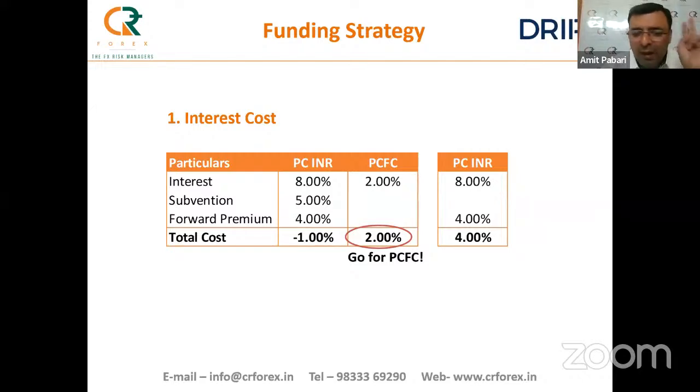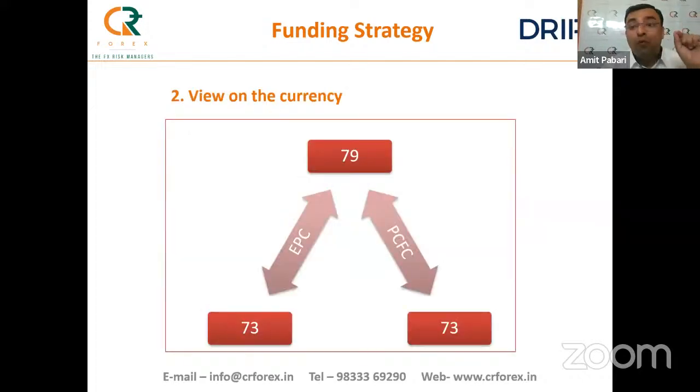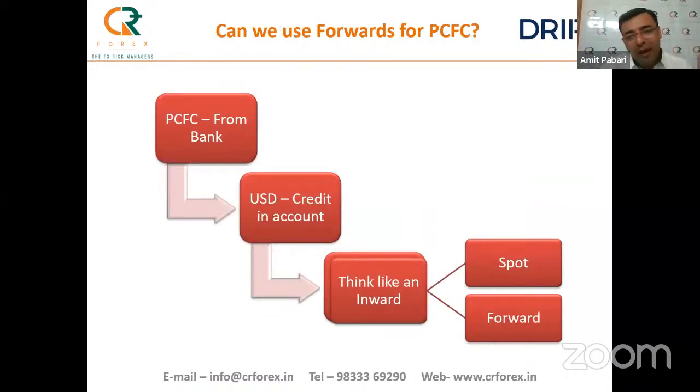So the second most important thing is you have to take a view on the currency. If the view is that the currency is gonna move from 73 to 79, then take EPC. If the view is that the currency will come from 79 to 73, then go and take PCFC. ये generic चीज है. जो smart treasuries है, वो क्या करते हैं? They take PCFC also and they book forward also.